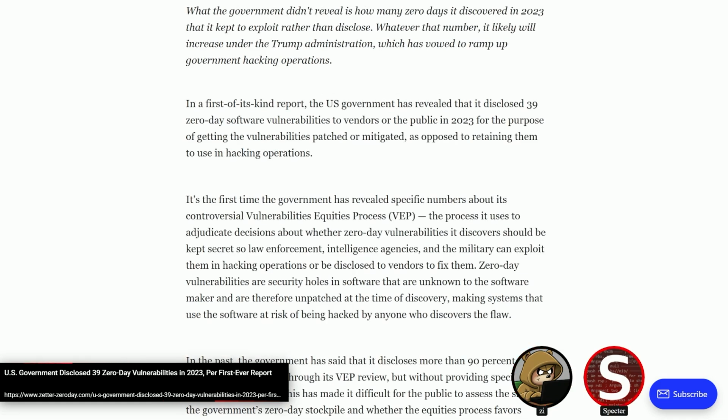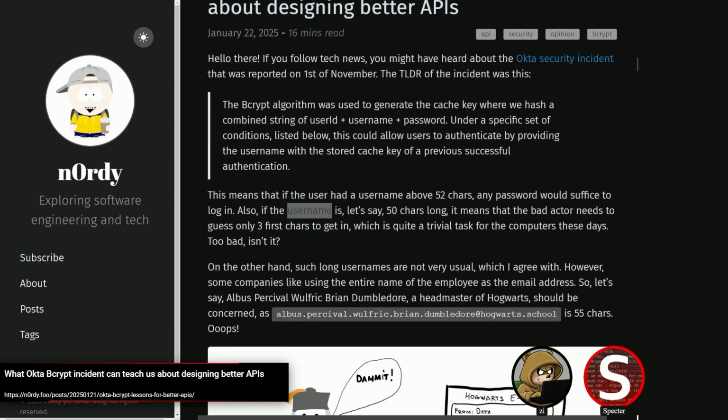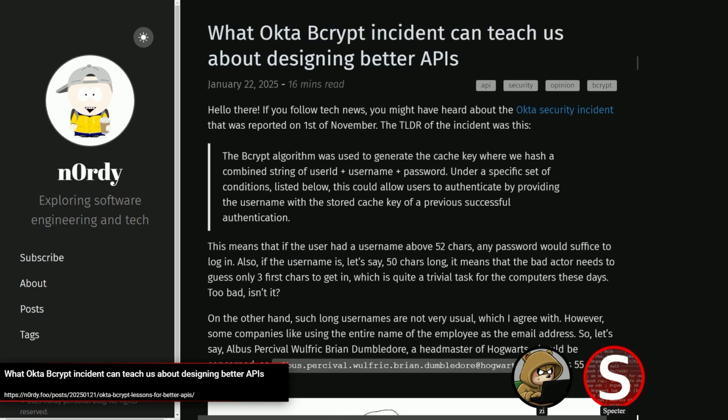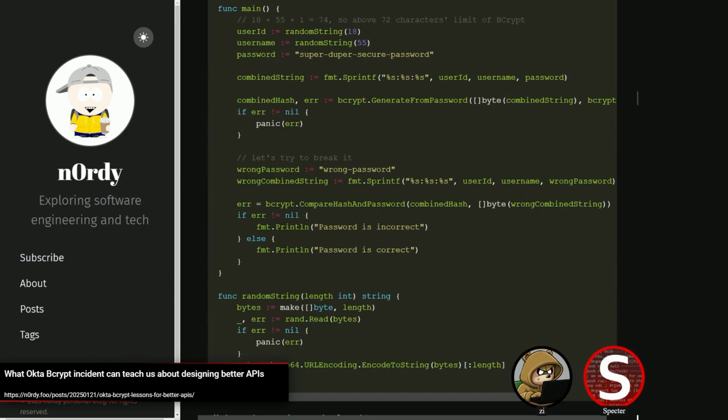Yeah. But unless you have any more to say on that, Z, we can get into some of our vulnerabilities, I guess. Oh, I think we can move on. Okay, so our first post here is by Nordy, and it's on what Okta's Bcrypt incident can teach us about designing better APIs. I thought we had talked about this on the podcast, but I'm not sure. I'm pretty sure we've talked about this sort of issue before, but I will let Z get into the details.